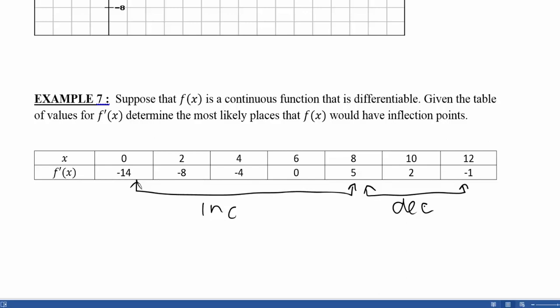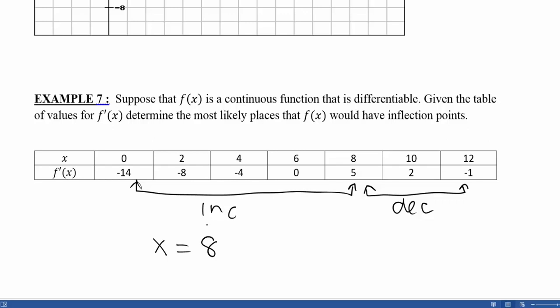So that tells me that right around x equals 8 is where I'm changing from increasing to decreasing, which means that right around x equals 8 is where I would have a horizontal tangent line and is where my second derivative would be changing signs from positive to negative. It's going to be positive at first because the derivative was increasing, and then it would be negative afterwards because it was decreasing. So that tells me that I'm most likely to have an inflection point around x equals 8.